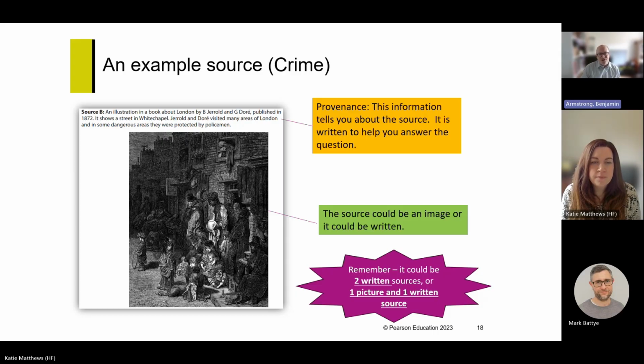The first bit of information that's very important is the provenance. Some students forget to read the provenance. They just focus on the content of the source, either what it says or what the picture shows. But that provenance, or the information at the top which tells you about it, is there for a reason. It's written to help you answer the question, and it's likely going to contain information which you will find helpful in deciding how useful this source is. And then you have the source itself. As I say, this one's a picture, so it's important to take time to look very closely at the picture, or if it's a written source, to read it very carefully to see what it's saying or showing.